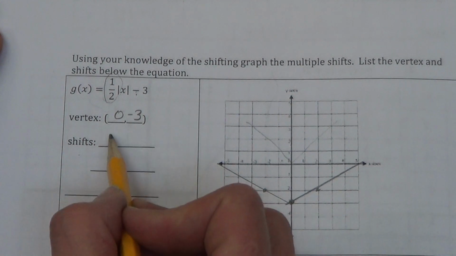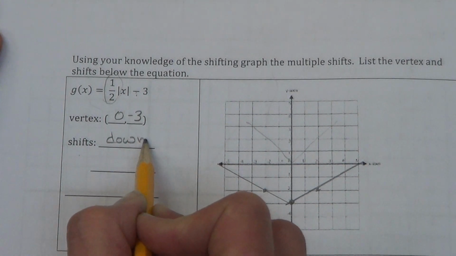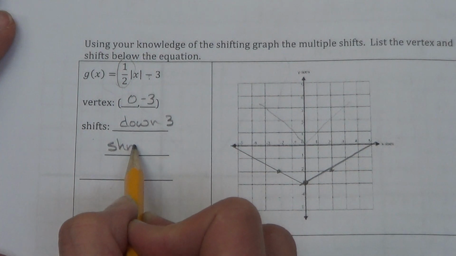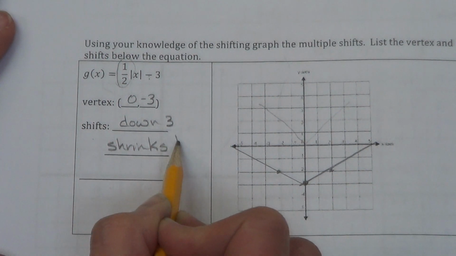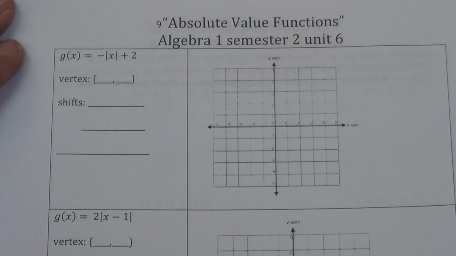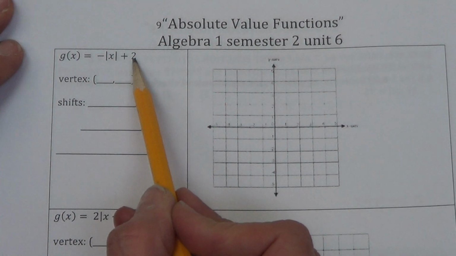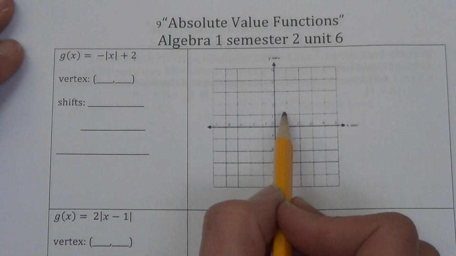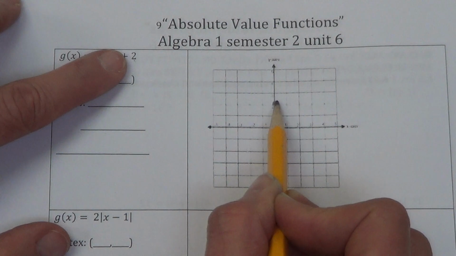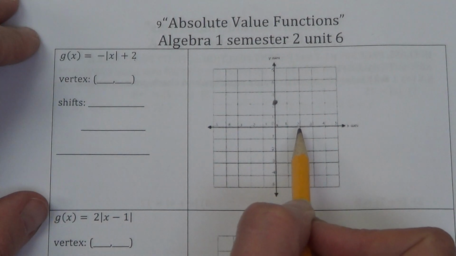The shifts, it went down 3, and it shrinks 1/2. Okay, next page. When the 2's on the outside and it's a positive, well, you think about how it would shift from previous graphs. What's the pattern? On the outside of the absolutes, it seems to shift it up or down. That would be up 2.